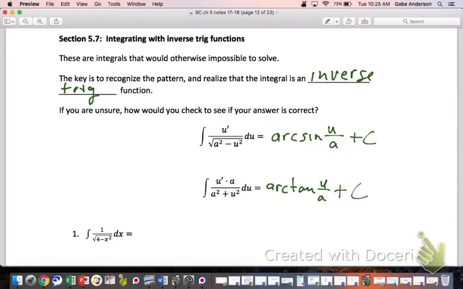Okay, so recognition, that's kind of a loaded word, isn't it? What does recognition imply?